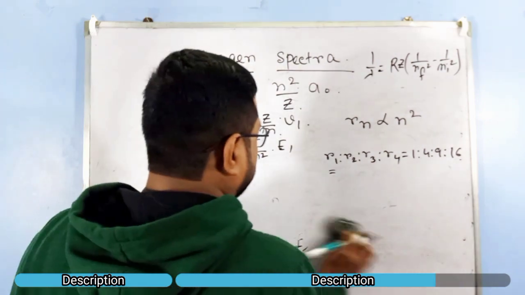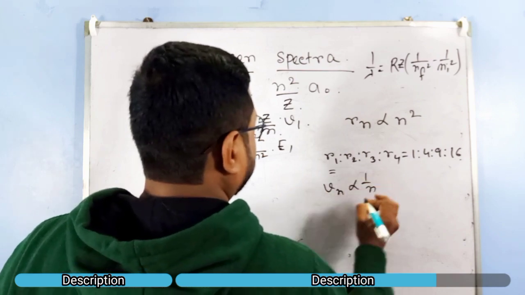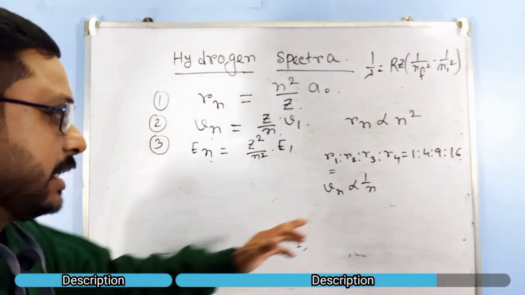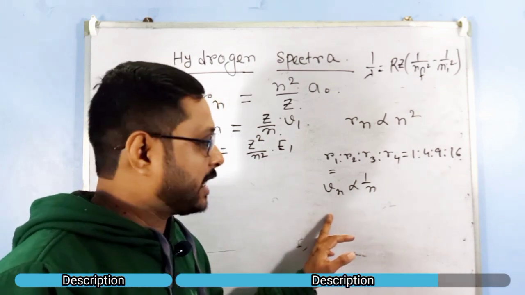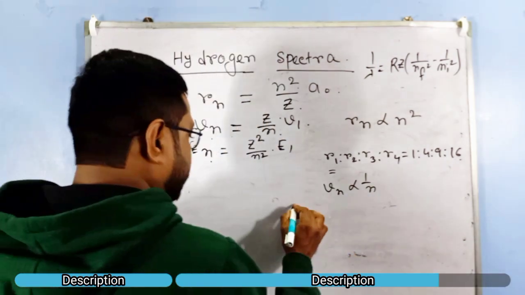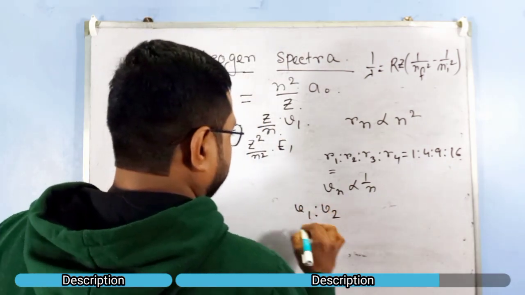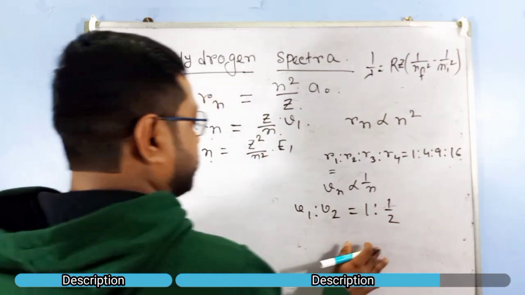So, what about the velocity? That is, Vn is inversely proportional to n. That is, with increasing n, velocity decreases. That is, the speed of the electron in the first orbit is the highest. V1 is to V2, if we take, that is 1 is to half. That is, the velocity would be half.